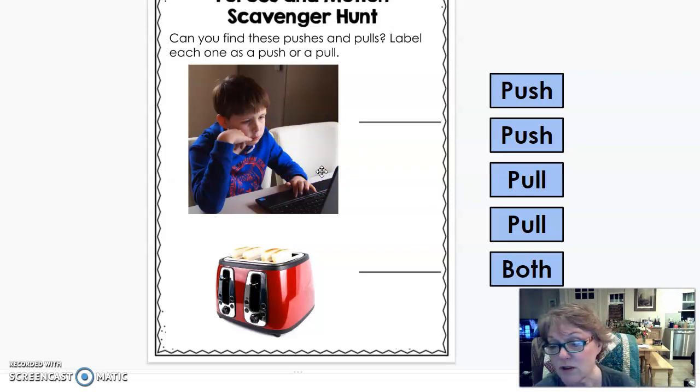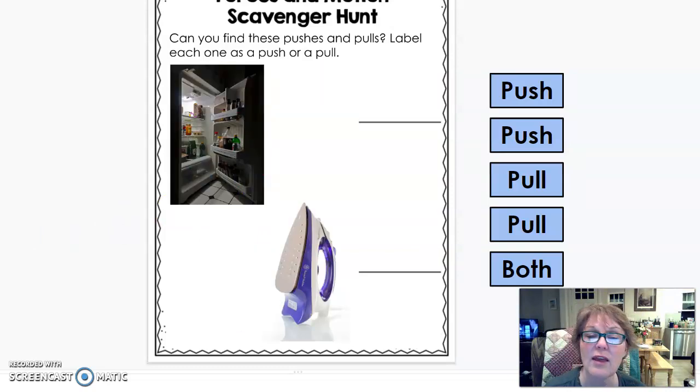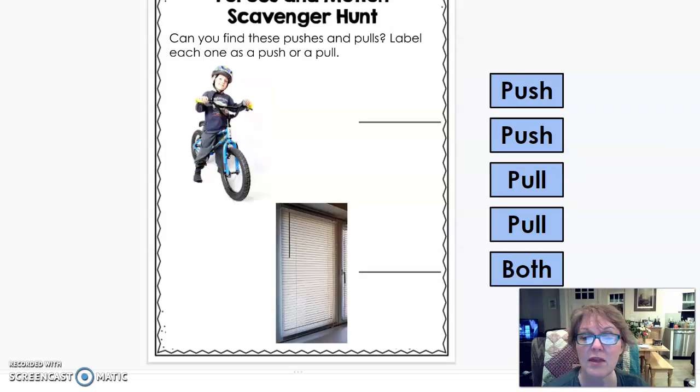How about toast in a toaster? A push or a pull? Or is it both? Because it goes down and up. And then, how about opening the door for a fridge? How about ironing something? Push, pull, or both? And then right here, riding a bike, is that a push or a pull? Or both? And how about this window over here?